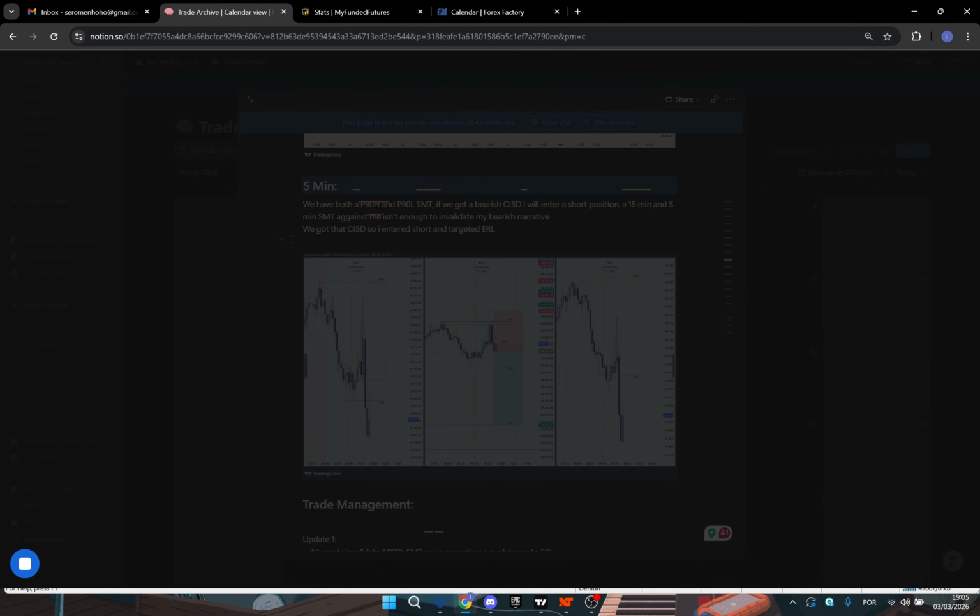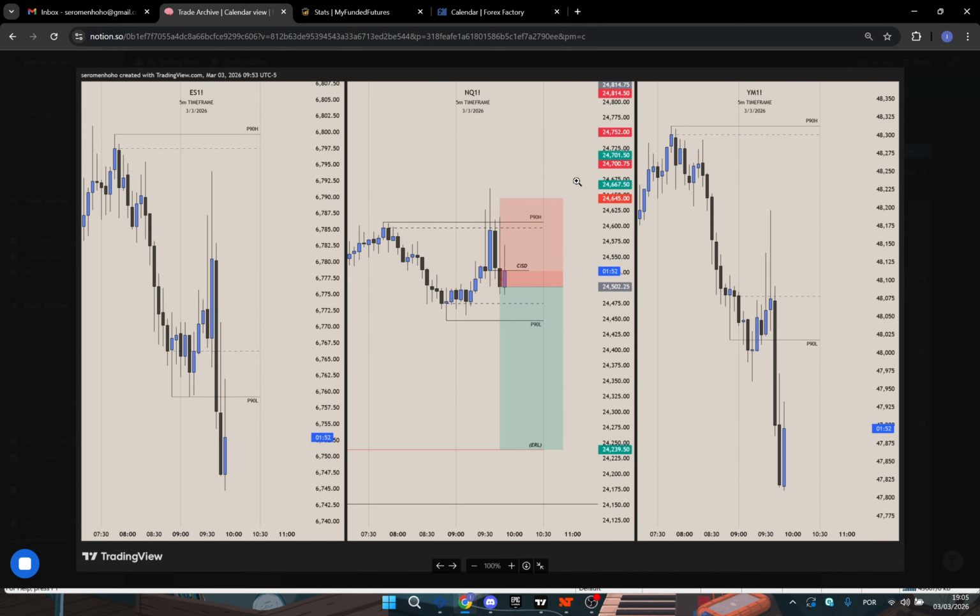And then when we go to the 5-minute chart, we saw that we had an SMT on the highs. ES and YM didn't take out previous 90-minute high, but NQ did, so that's an SMT. We also have a previous 90-minute low SMT, but I wasn't paying attention to that because I'm bearish today. So we got that SMT, and then when we got this change in state of delivery, I entered short and I targeted external range liquidity.